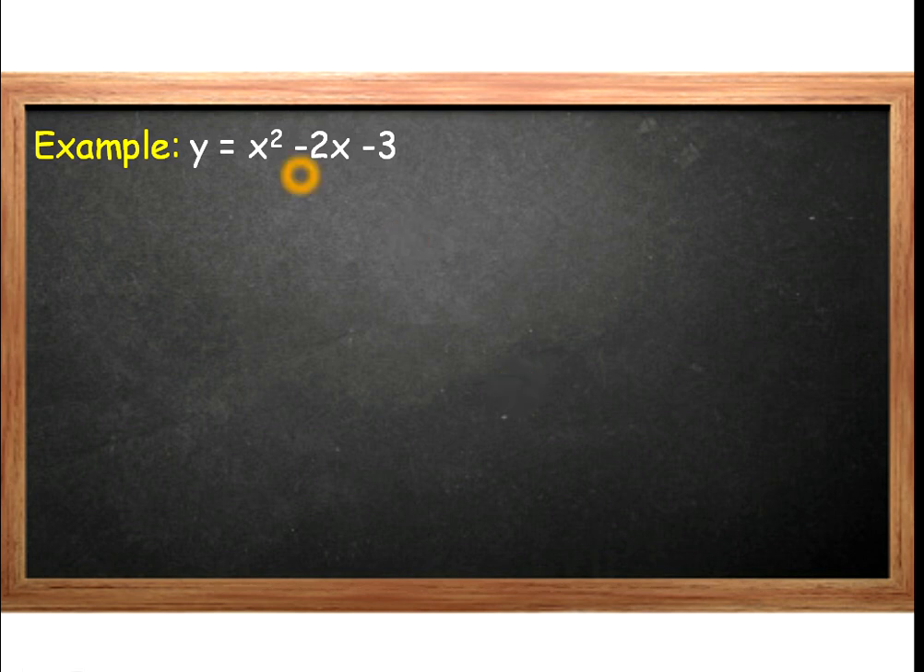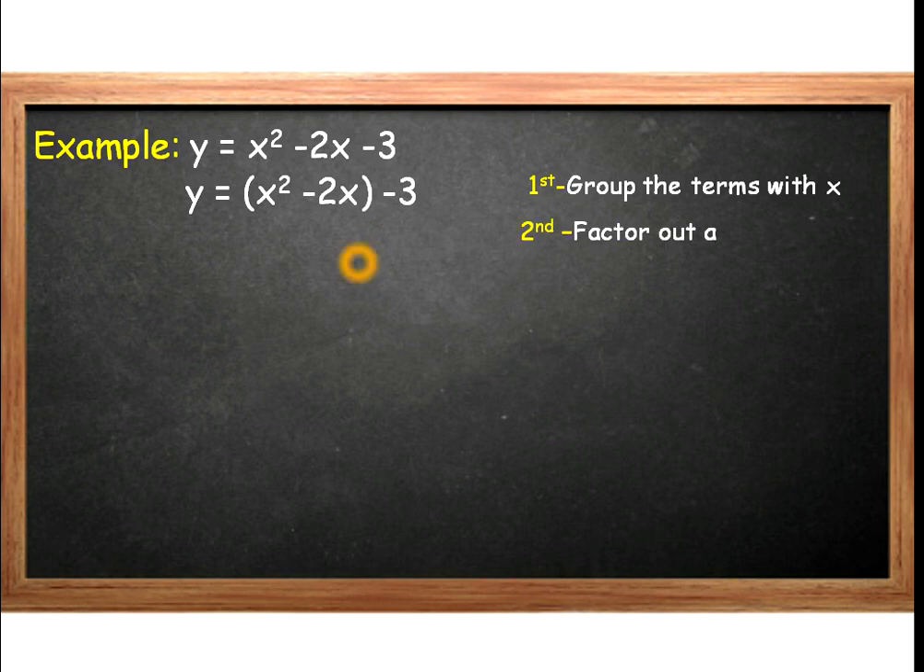In order to graph this, we have to first transform it to its vertex form to determine the values of h and k. First, we have to group the terms with x, and that is x squared and 2x. Second is we have to factor out a. Since the value of a in this equation is 1, we will still arrive at the same equation.